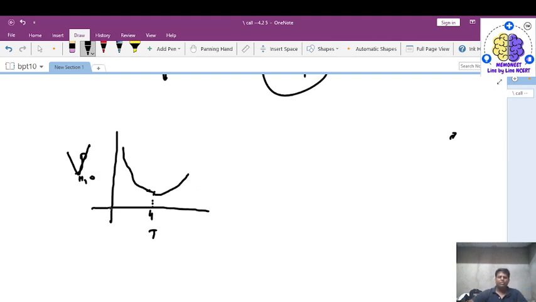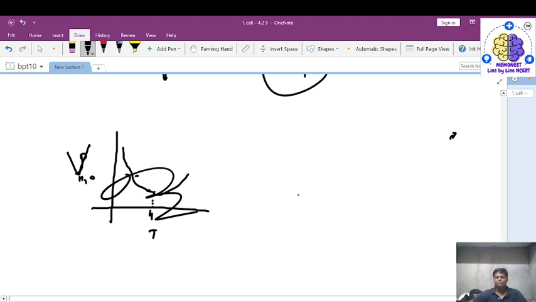That is, as soon as we are cooling, let's say the water is at the graph. Let me show it like this. We are cooling it.